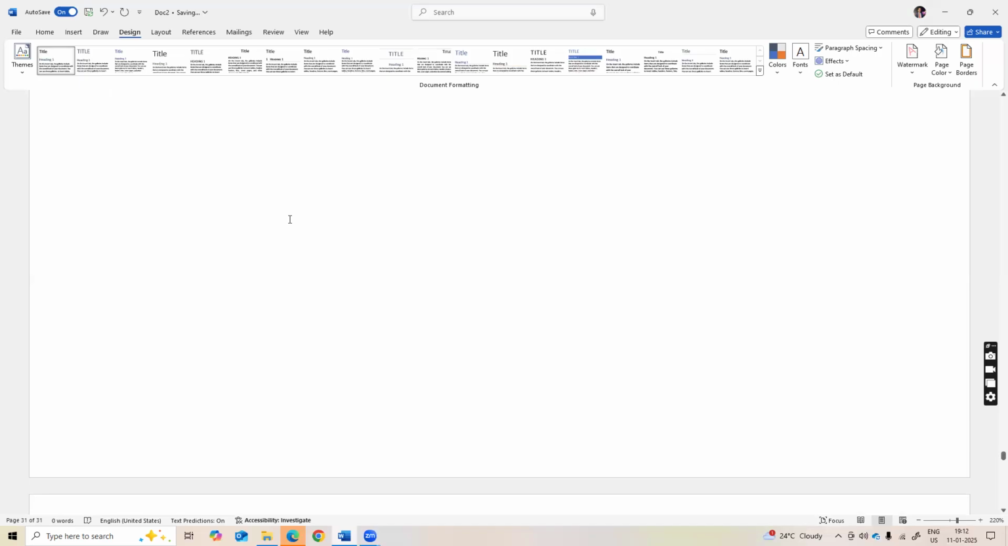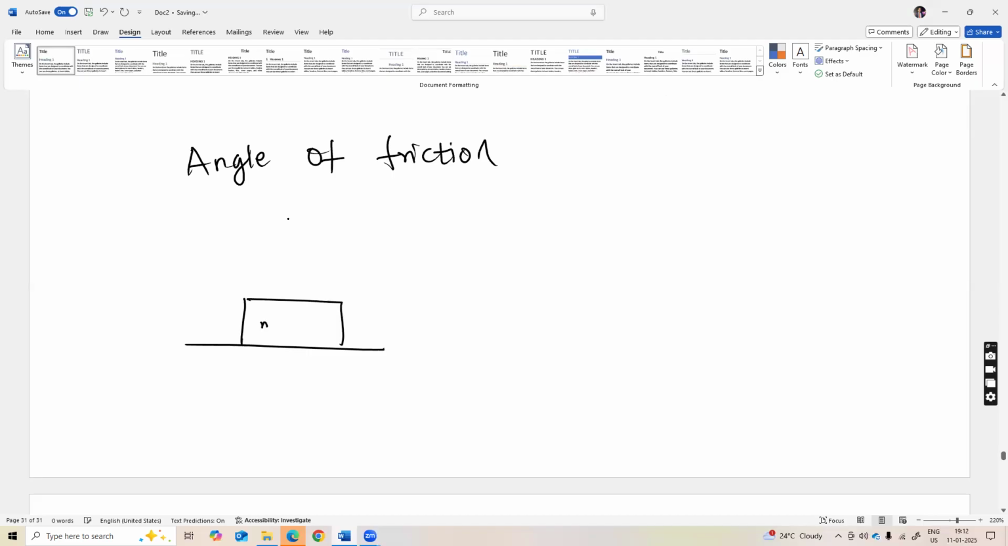So first one is angle of friction. Okay. So let's say you have an object and it is having some mass, let's say m kg, and it is having coefficient of friction between this object and surface, let's say it is mu.